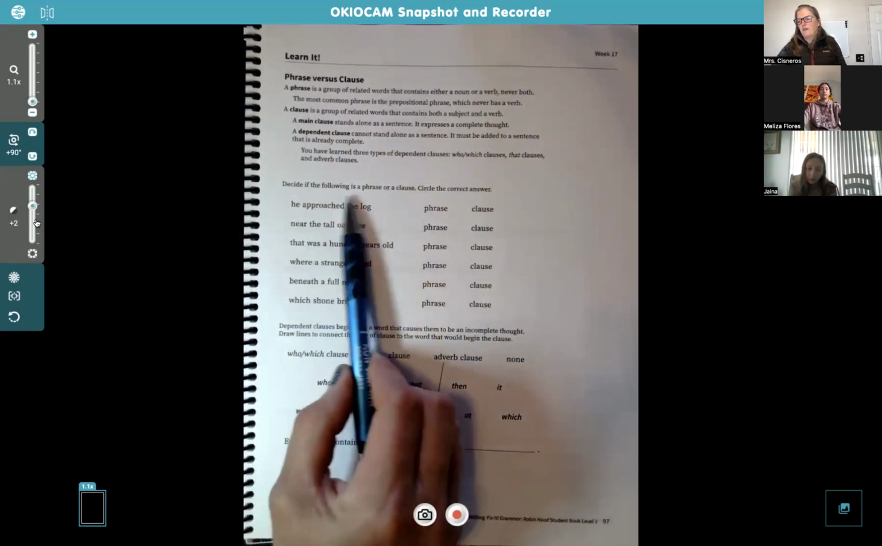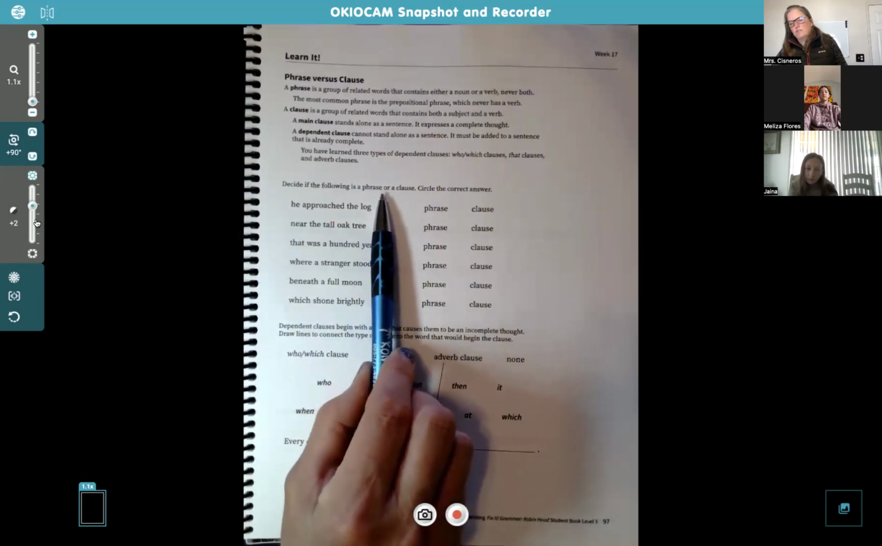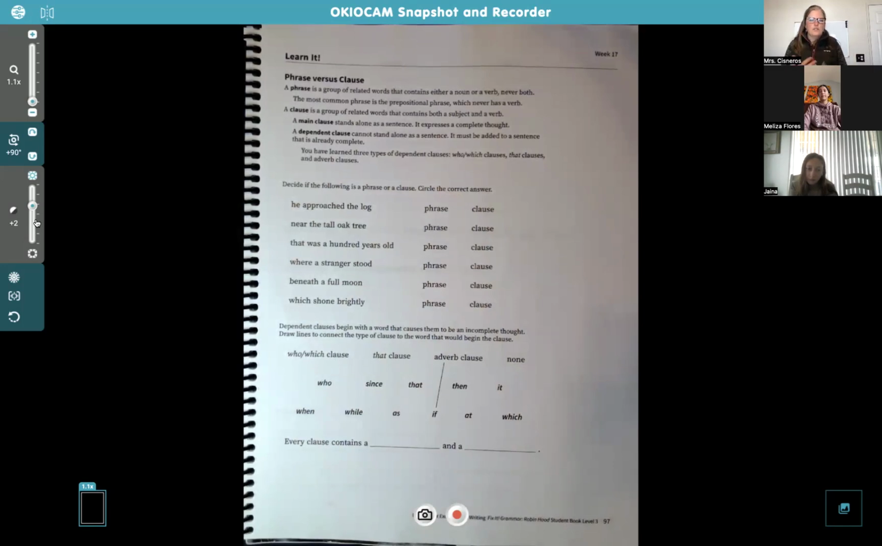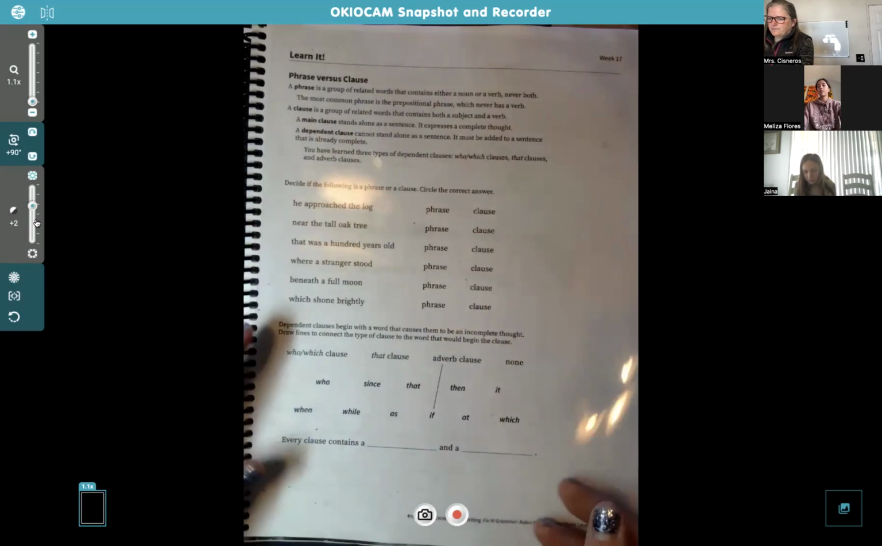We're going to identify here. It says, decide if the following is a phrase or a clause. Circle the correct answer. We're going to take turns with these. These are parts of a sentence, not a complete sentence. But what you're going to do is look for a verb. If you see a verb, that means it's going to be a clause. If you don't see a verb, that means it's going to be a phrase. That's the basic rule here. So let's start with Lily. Go ahead and read the first one right here.